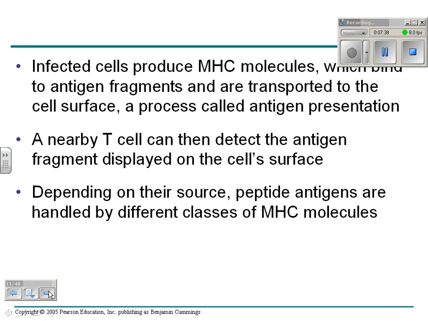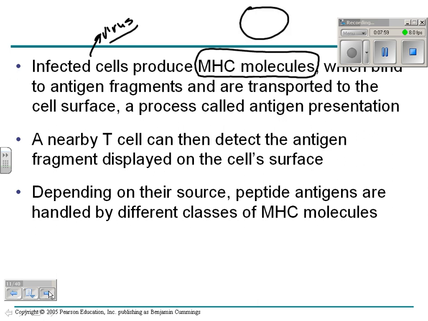So what you need to know is that when a cell gets infected with a virus, it produces molecules called MHC molecules, major histocompatibility complex, not that important. But what they do is, when they're infected with a virus, so this cell has a virus inside of it making new viruses, it will put on its surface an MHC molecule which has the antigen on it from the virus. So a cell nearby can find the antigen fragment.